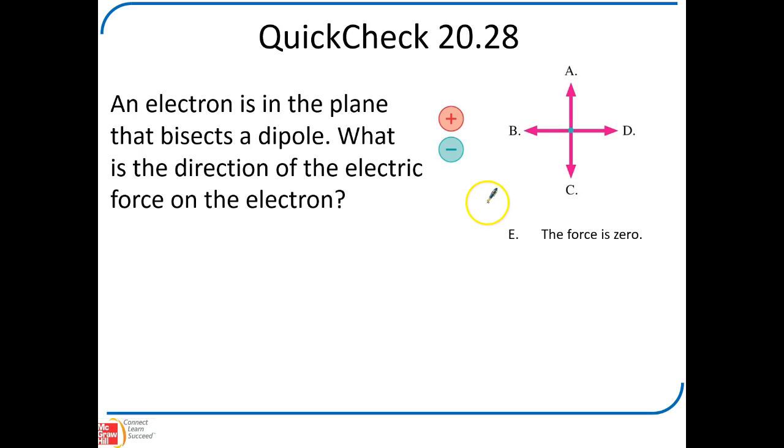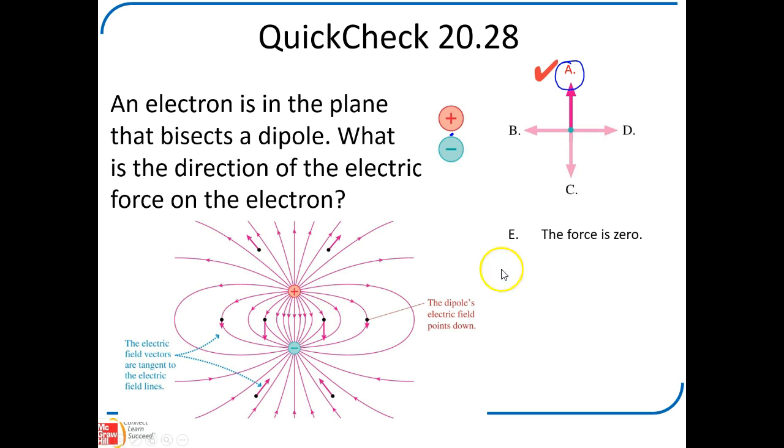This is 20.28, and it says an electron is in the plane that bisects a dipole. What is the direction of the electric force on the electron? So here we've got our electron bisecting the dipole, so it's right between the two. And the force should be away from the negative charge and towards the positive charge. So it should be in the direction that we have labeled here as A.